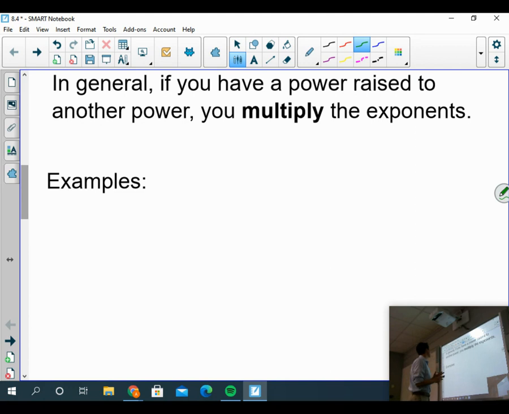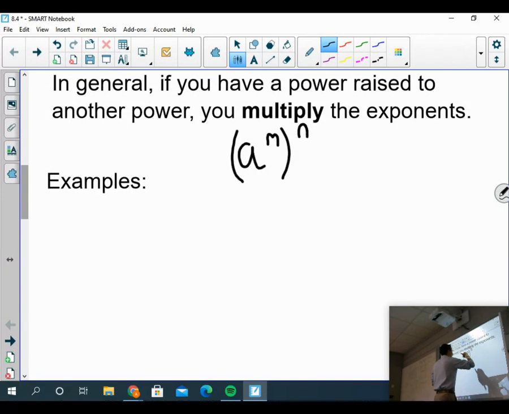If you have a power raised to another power, an exponent to another exponent, you will multiply the exponents to simplify your algebraic expression. In visual terms, if I have some number a to the m power, and then that quantity, a to the m, is to the n power, this can be simplified to be a to the m times n.